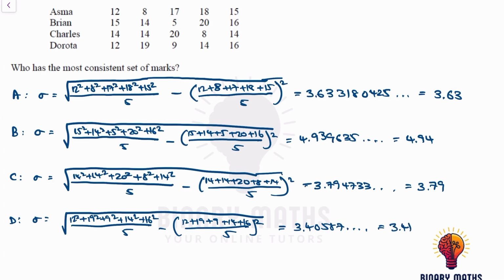So which one is the smallest? 3.41 is the smallest. So Dorota is most consistent, as her standard deviation is smallest.